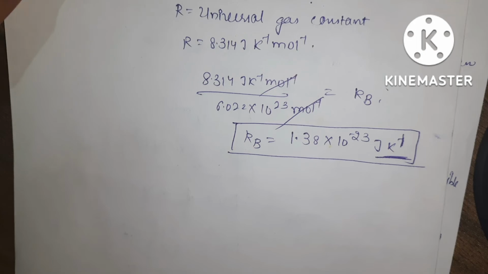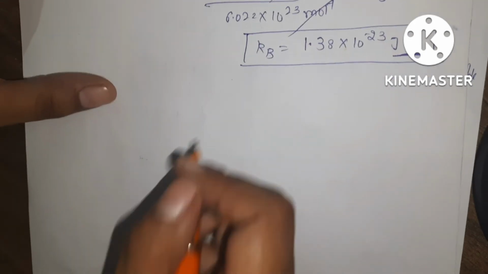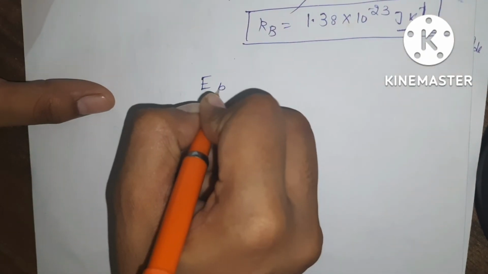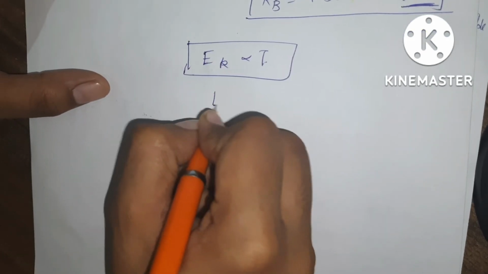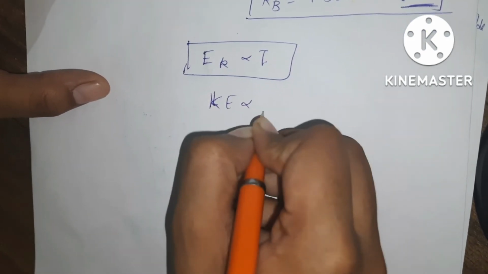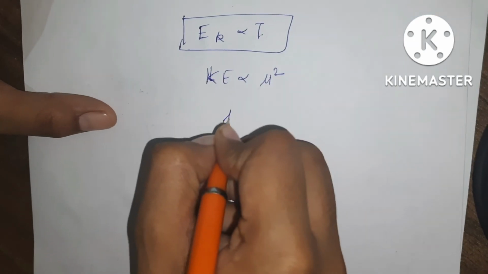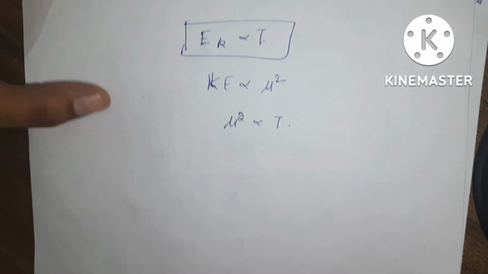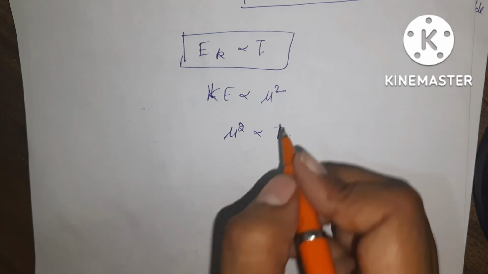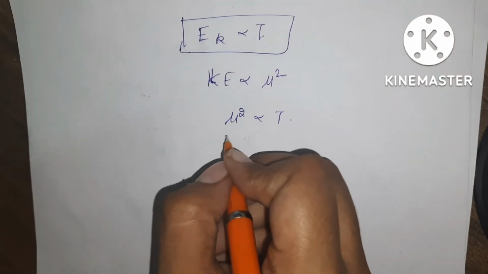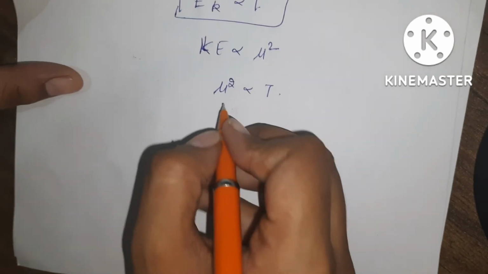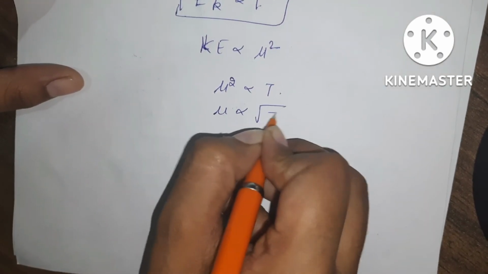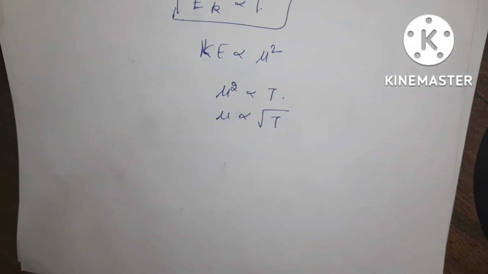So this is Kb. As I told you, kinetic energy is directly proportional to temperature. Kinetic energy is also directly proportional to u square. So u square is directly proportional to T. Means as the temperature increases, velocity also increases. u is directly proportional to root T.